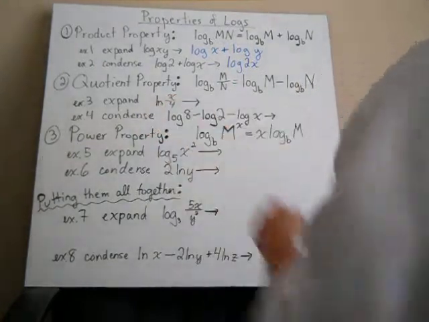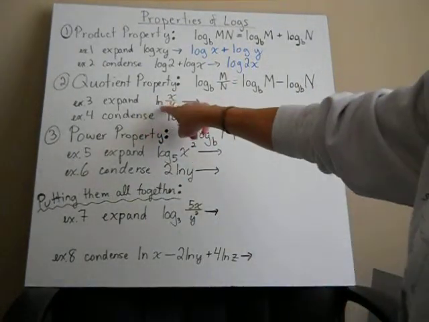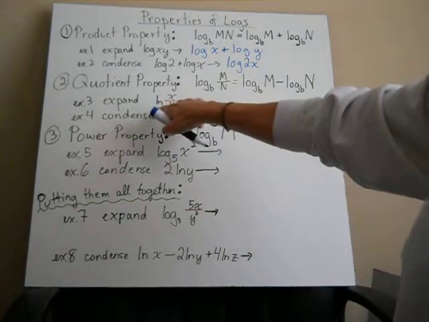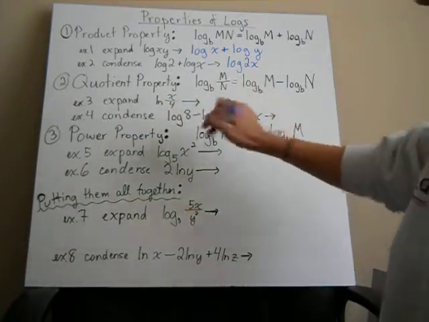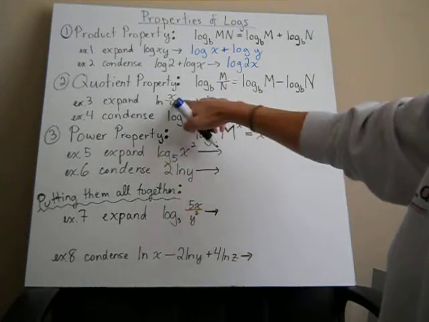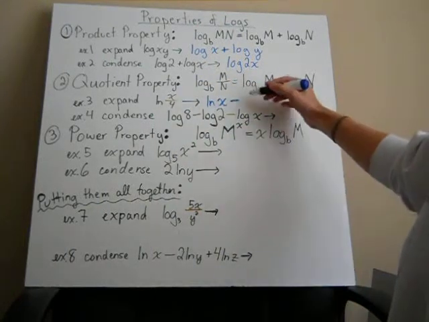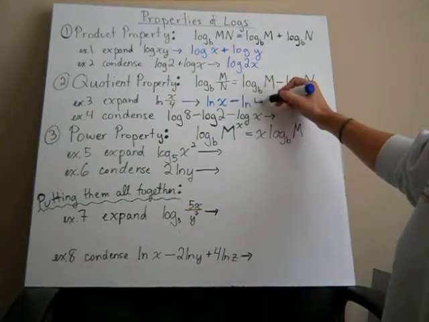So if you were to expand this, now ln is just another type of log. It's natural log, and we will go into that more another day. But it's treated just like log. So you write the ln of x, natural log of x, and since it's being divided there, minus, because division means subtraction in these cases, the natural log of 4.